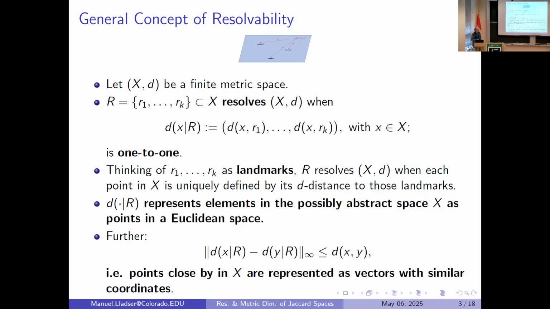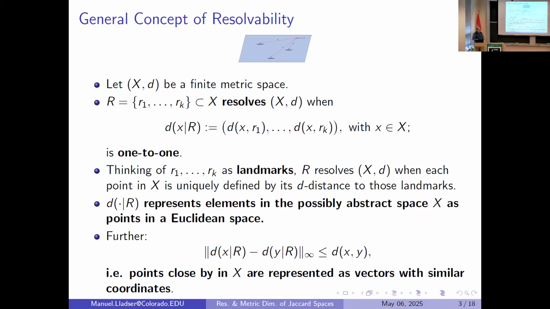Now, why is this an interesting concept, at least to me? It is because this function allows me to represent abstract objects as Euclidean vectors. And that could be useful in machine learning problems where this distance d is correlated with the problem I'm trying to learn to classify or I'm trying to learn to regress.